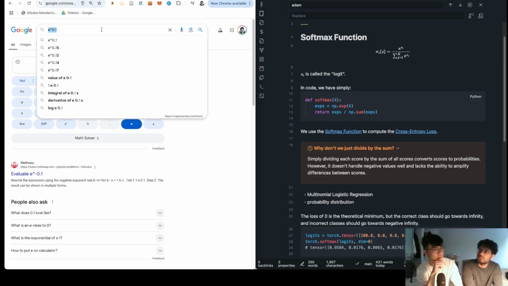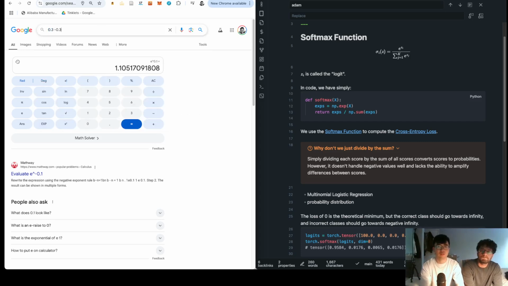And also the sum of those numbers could be 0. Like if you do 0.3 and minus 0.3, and you do the equation x over the sum of x, that'll be 0.3 over 0. That wouldn't work. But if you take a softmax, it would be e to the 0.3 over e to the 0.3 plus e to the minus 0.3, and that would still work. Is that why then?